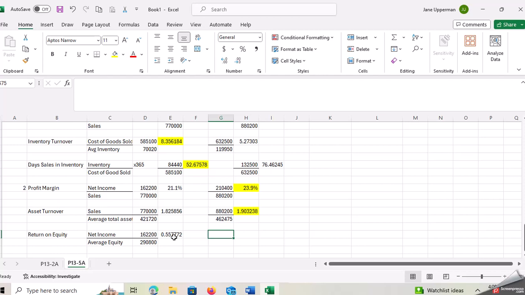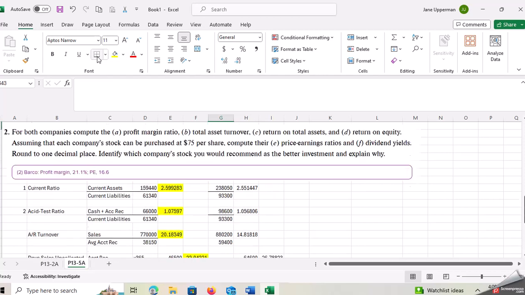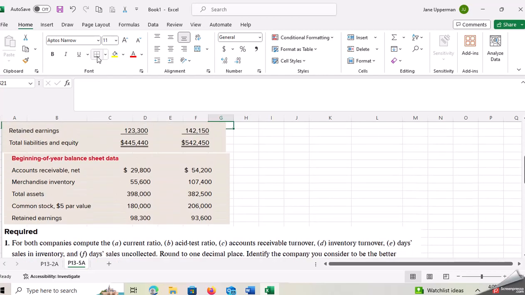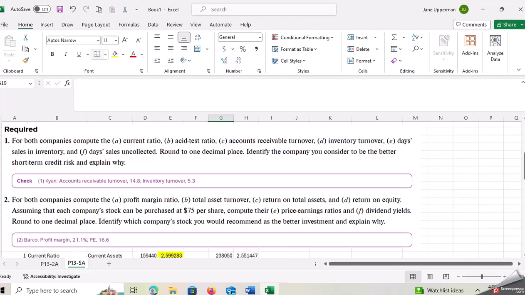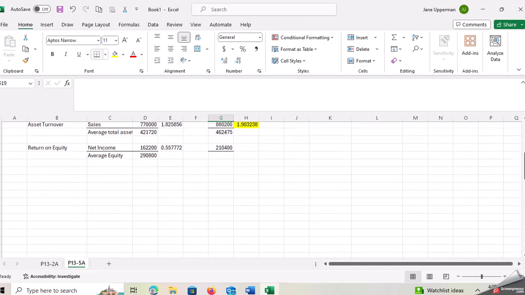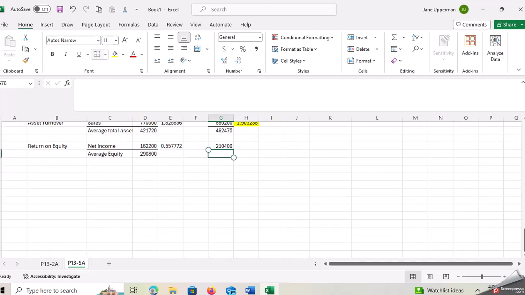Our net income for the other company, again, it's right up here in this profit margin. So 210,400. And then we'll have to do the same thing there. So if we go up to the beginning, or the ending balance, sorry, 206,000 plus the 93,600 is our ending balance. So I'll put that in.